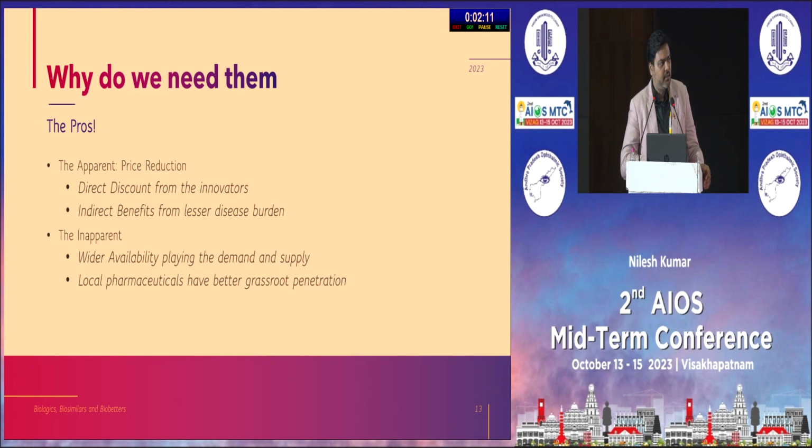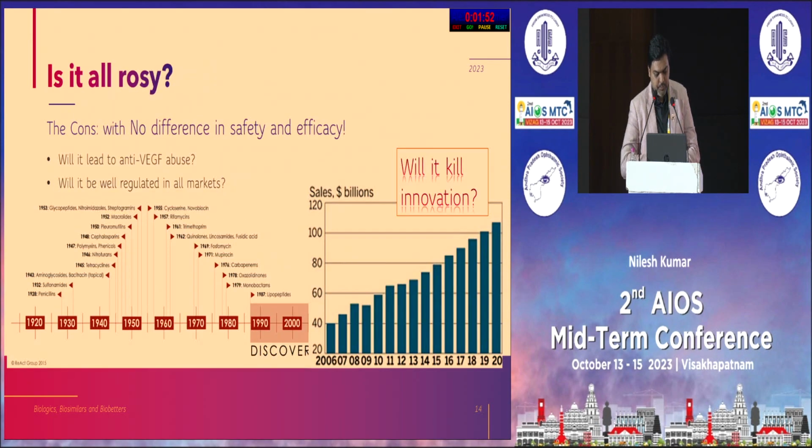The inapparent benefit is wider availability and the local pharmaceutical having a better approach. So Novartis, like I am practicing in a tier 2 city, Novartis came to me 2 times in the last year, Allergan came 1 time, but the local Lupin and Intas are visiting me every month. So they are giving me greater grassroots penetration also.